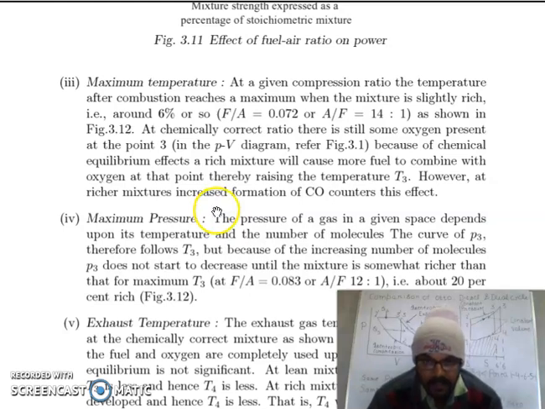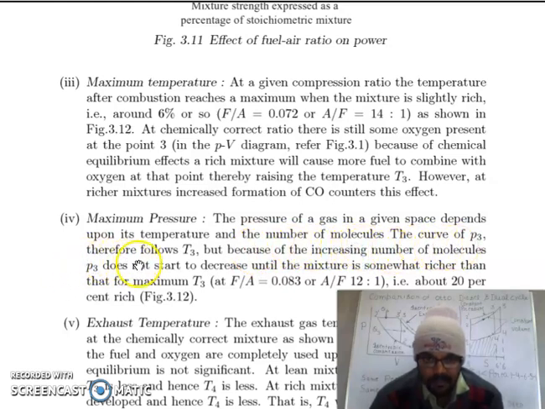We are studying in this video about the various factors of operating variables. So we are studying about fuel air ratio here. In this point we will study this parameter, that is maximum pressure. The pressure of a gas in a given space depends on its temperature and number of molecules.